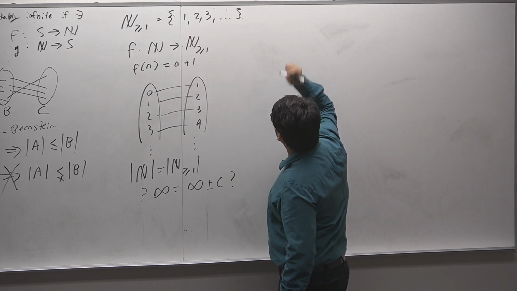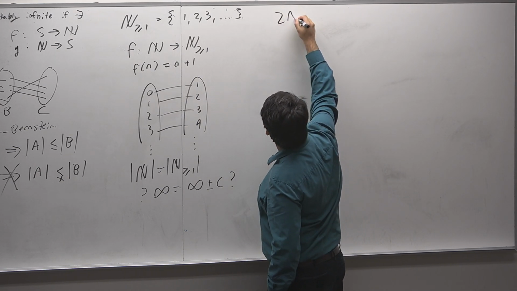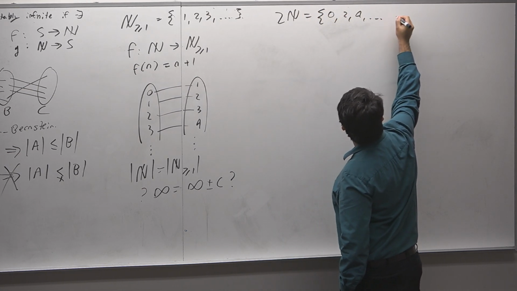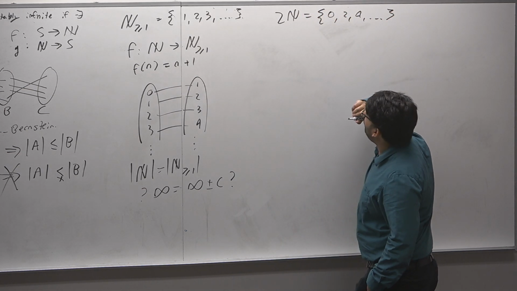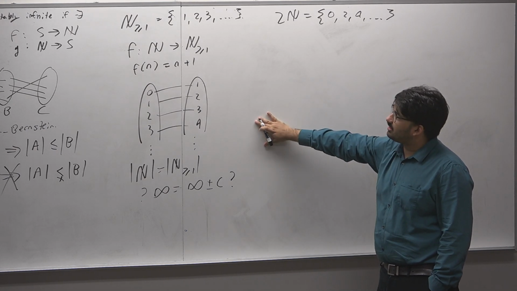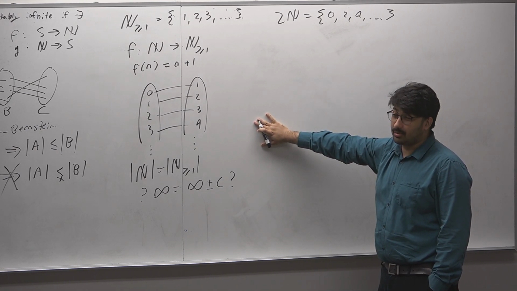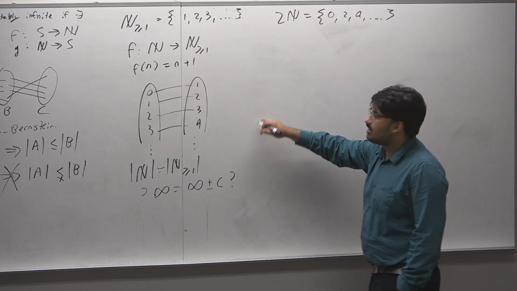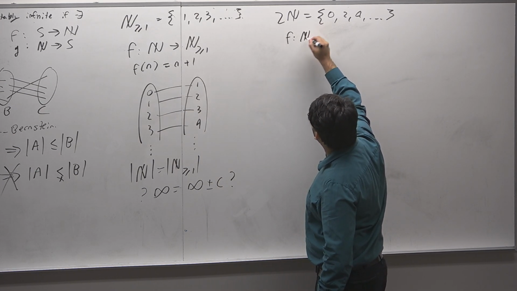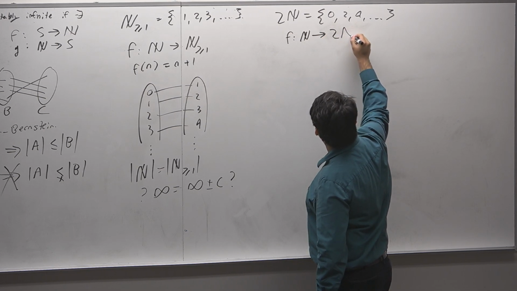What about the even numbers? Let's consider 2n to be, say, 0, 2, 4, something like this, right? A second thing we note is that, like the naturals without 0, it's a part of the naturals, so it's a subset. What is a bijection, let's say, from the naturals to the evens?